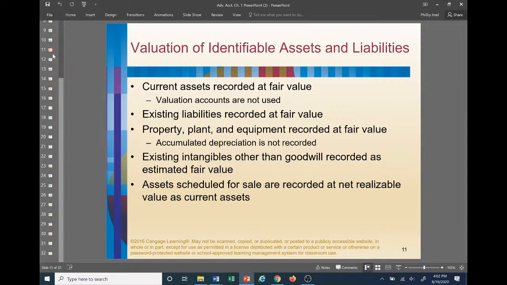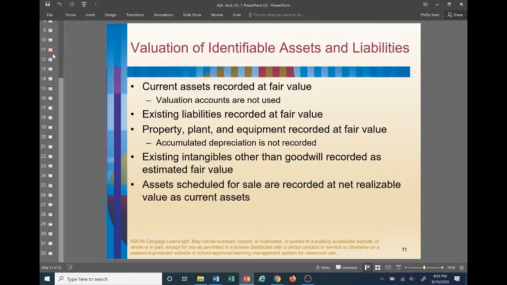Property, plant, and equipment are recorded at fair value, and accumulated depreciation is not. That's an important note here. Accumulated depreciation is not going to be recorded during the acquisition process. Existing intangibles other than goodwill are recorded at estimated fair value. Assets scheduled for sale are recorded at net realizable value as current assets.